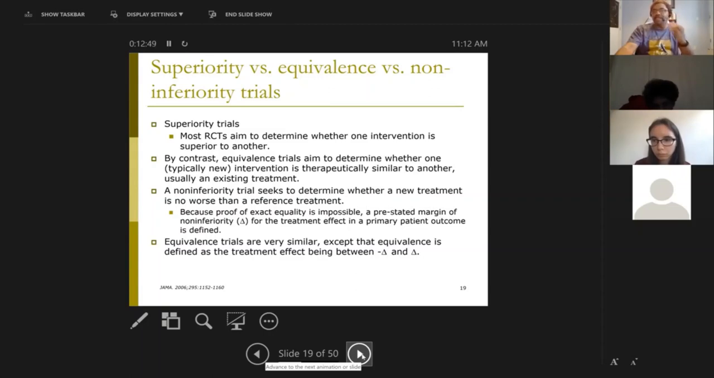You would be required to explicitly power it to be a non-inferiority trial, and you need to explicitly say how much difference between the two you would consider to be non-inferior. You don't expect it to be exact, but how much difference between the two you would still consider to be equivalent. The trialist would have to mention that in the protocol.